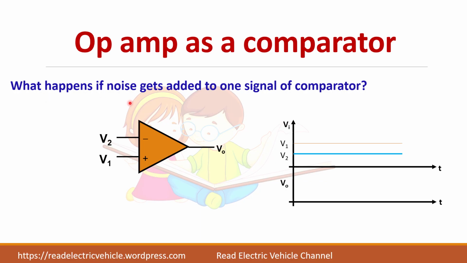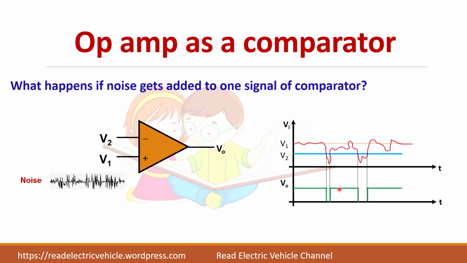Let us see what happens if noise gets added to one of the signals. Let us say noise is added to the plus terminal, so to V1, let me add the noise signal. Now you see here the output voltage will be high till this point, so there is no confusion. But here the input V1 falls below V2, so the output will go down. Again, if you see here, the output will go down. So when a noise signal is added, there is some false triggering.